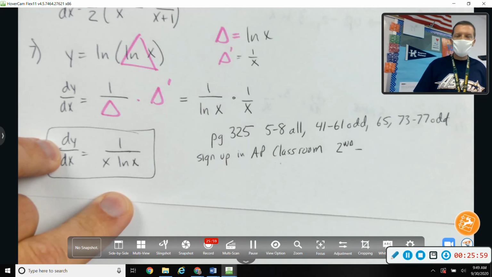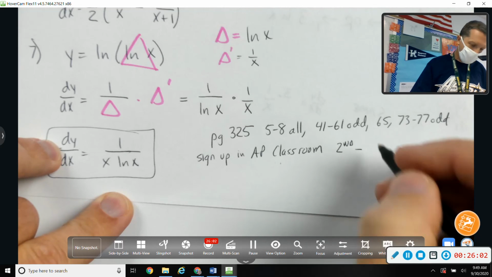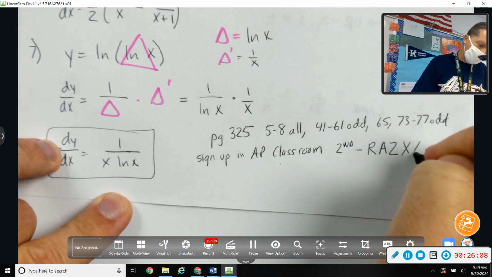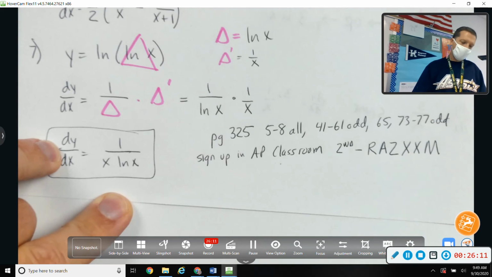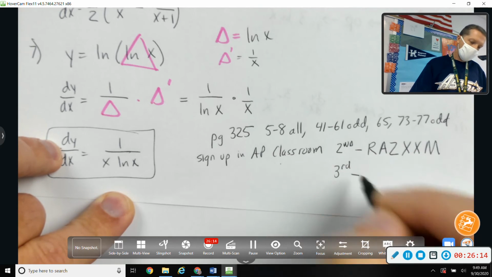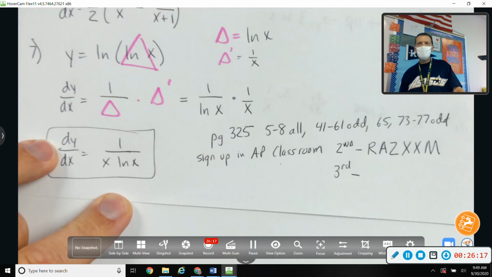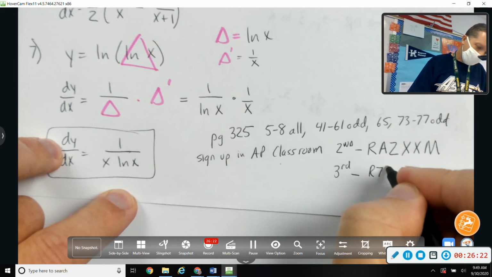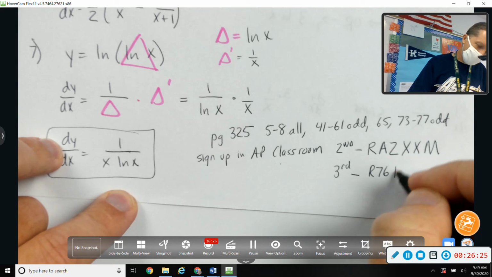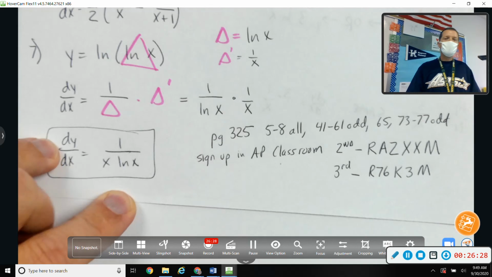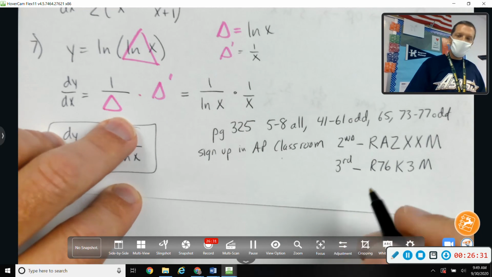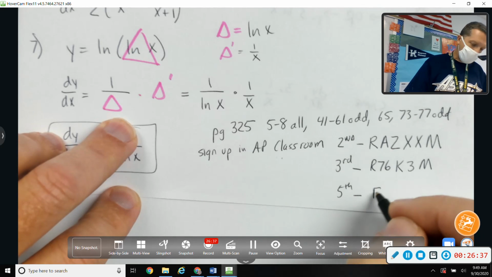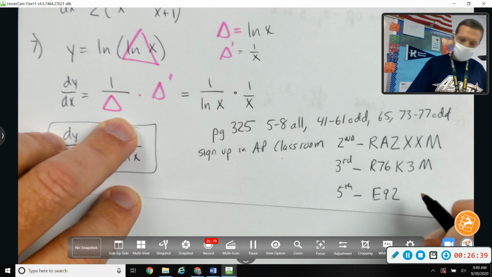If you're at home watching and you're in second period, your join code is RAZXXM, RAZXXM. If you're in third period, live with us, third period is R76K3M. And if you're watching at home and you're on the fifth period roster, your code is E92RN6.